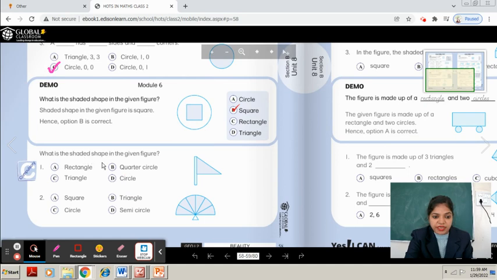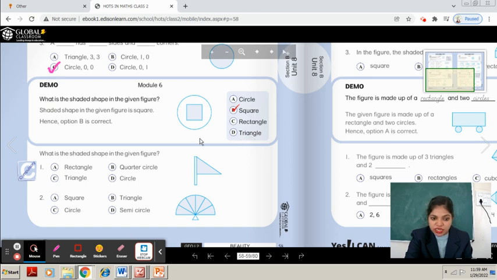What is the shaded shape in the given figure? Now you can see there are two shapes. One is a square and one is a circle. And this part is shaded, meaning this shape is shaded, right? You can see this shape is shaded and we have four options: A, circle; B, square; C, rectangle; D, triangle.